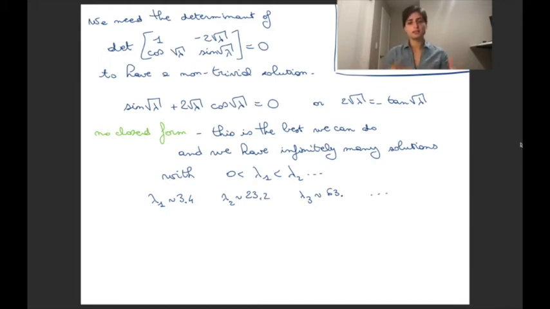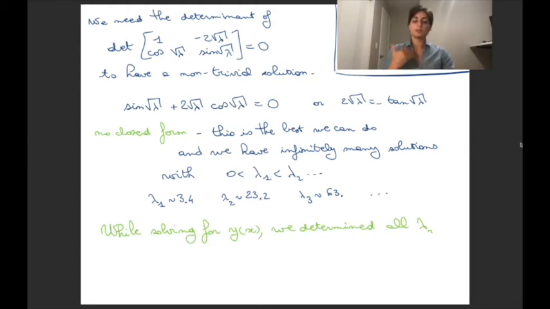This is not a closed form, not as we had before, but this is the best we can do. And we have infinitely many solutions that start strictly bigger than 0 and keep growing. We have some approximations like lambda 1 is roughly 3/2, lambda 2 is 23 point something, lambda 3 is 63 point something, and so forth. So they grow fairly fast as well. So in the process of looking for y(x), we determined all lambda n such that y is non-trivial.